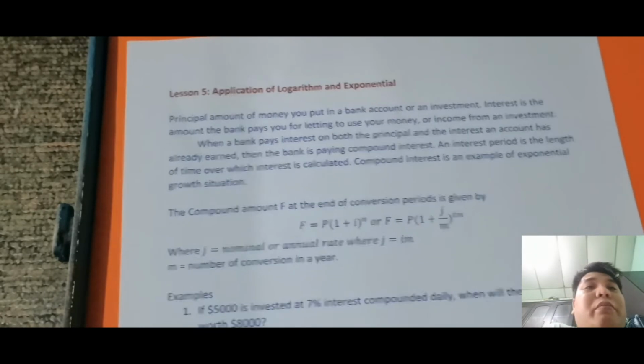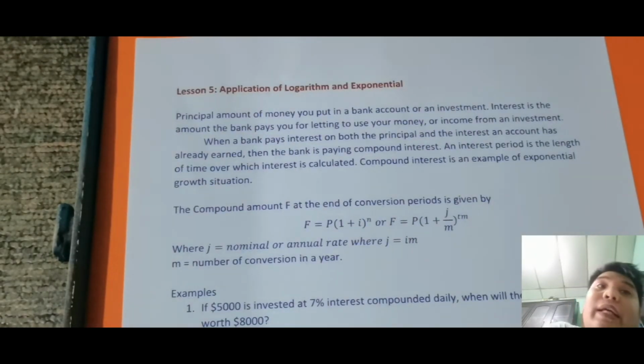So we have the principal amount of money you put in a bank account or an investment. So again, principal amount of money is the amount you put in the bank or an investment. So for example, ako nag-invest ako ng 10k sa bangko, that is the principal amount. So interest is the amount the bank pays you for letting you use your money or income for an investment. So for example, 5% something. So tumubo ka ng something na 3,000 or kaya sa 10,000 mo tumubo ka 200. Yun yung naging interest mo actually.